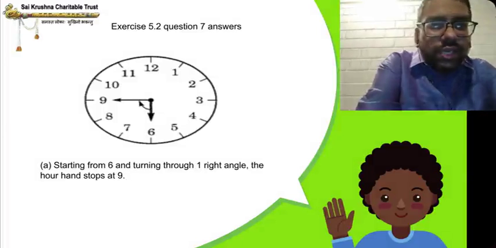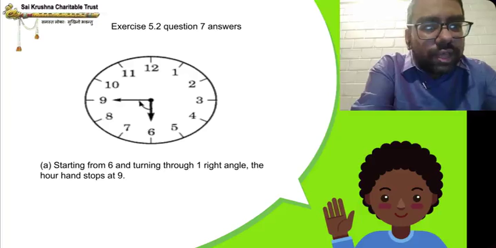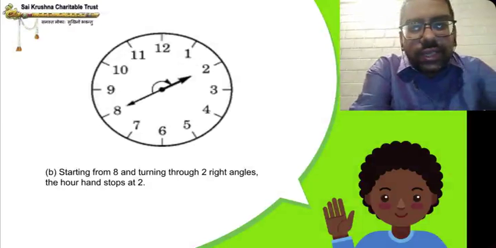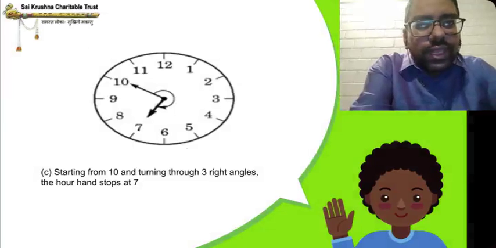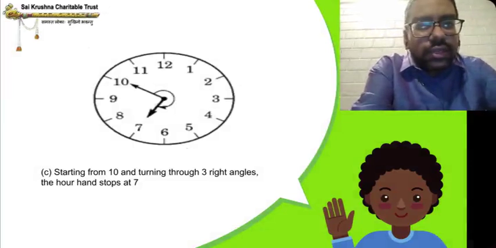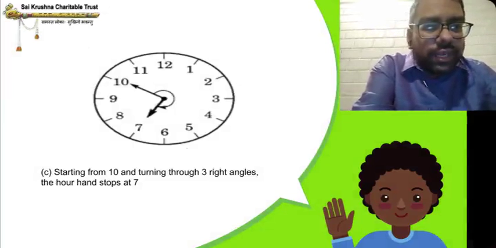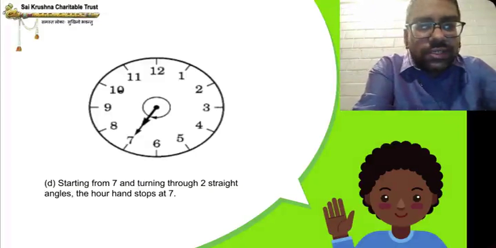Starting from 6, turning 1 right angle, our end stops at 9. So 1 right angle, if you travel from 6, you are going to stop at 9. Starting from 8, turning 2 right angles, our end stops at 2 because 2 to 5, 1 right angle, 5 to 8, 1 more right angle. Starting from 10, turning 3 right angles, our end stops at 7. 10 to 1, 1 right angle, 1 to 4, 4 to 7. So 3 right angles.